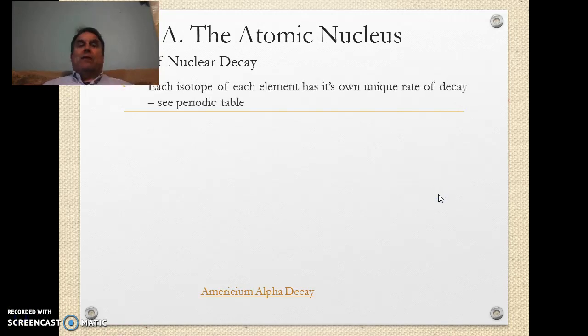Okay, so as it turns out, each isotope of each element has its own unique rate of decay. Some decay at an extremely slow rate, billions of years, and others are in fractions of seconds, incredibly fast, and everything in between.